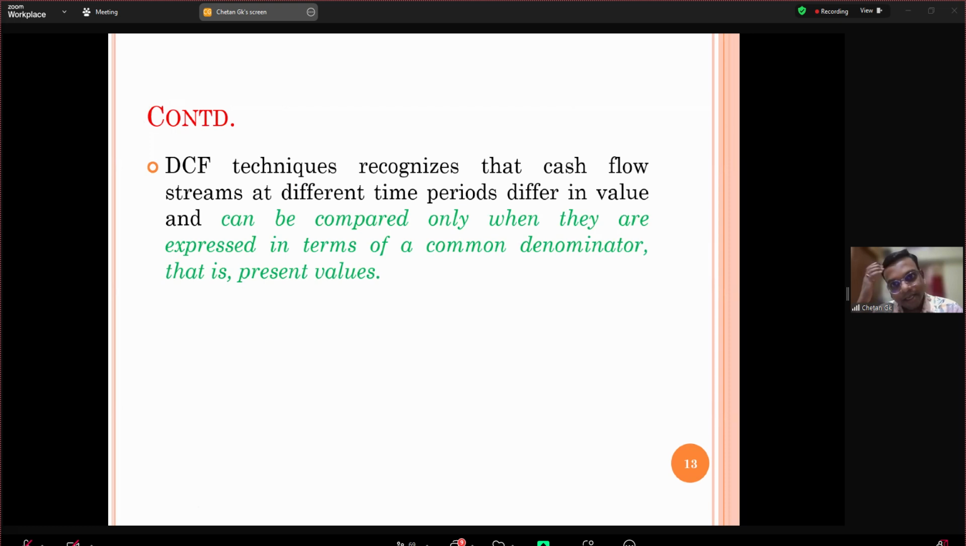The first one is the DCF technique. It recognizes that cash flow streams at different time periods differ in value and can be compared only when they are expressed in terms of a common denominator, that is present value. How are you going to compare three or four cash inflows which are coming at different time horizons? It is very difficult to compare. Because of that, we use the time value of money technique, so that every cash flow is compared on a single time scale. Maybe t is equal to 0, or t is equal to 1, or t is equal to 5. Only if everything comes to a common denominator can we compare. Otherwise, we cannot really compare.